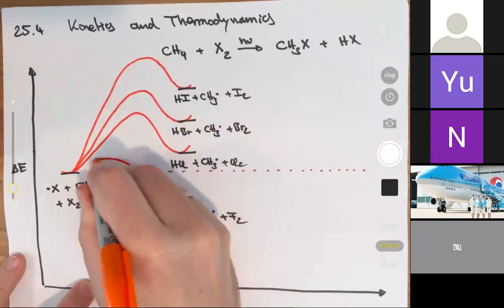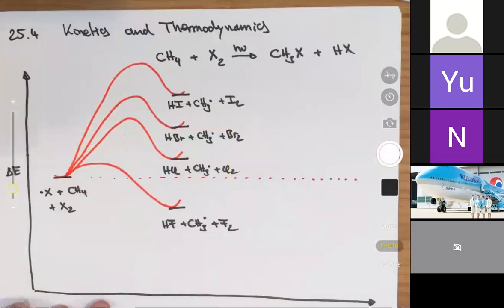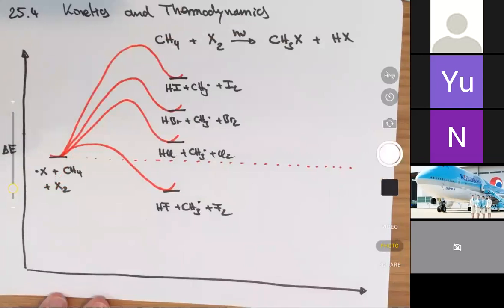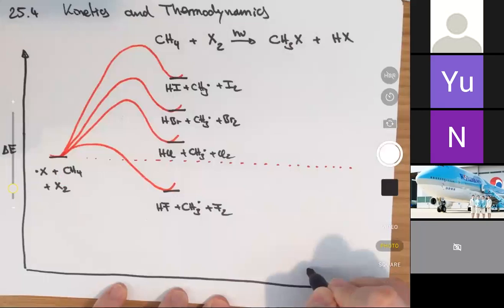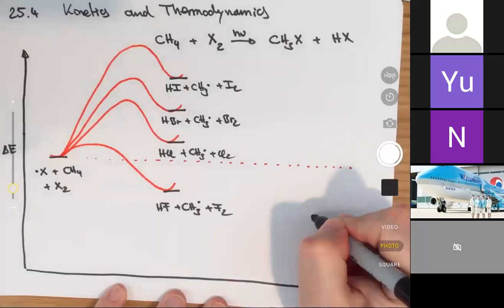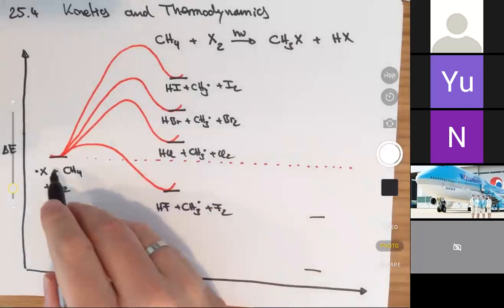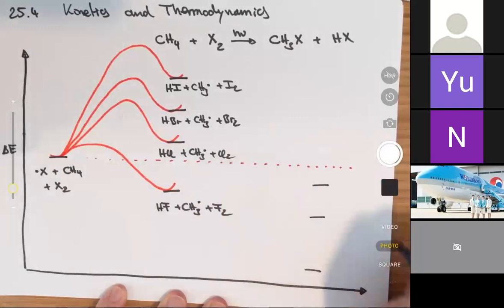Looks something like this. And then when we get to the product, so this is basically the thermodynamic final product of this reaction, we can again draw basically four of these levels. In the case of the fluorinated species, this is the lowest. Then we have the chlorinated species, which is lower than the starting material, so it's an exothermal reaction. The brominated species is an exothermal reaction. And the iodinated species is the only one of these that is going to be endothermal.